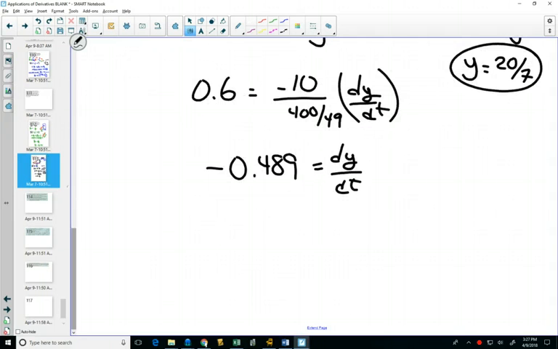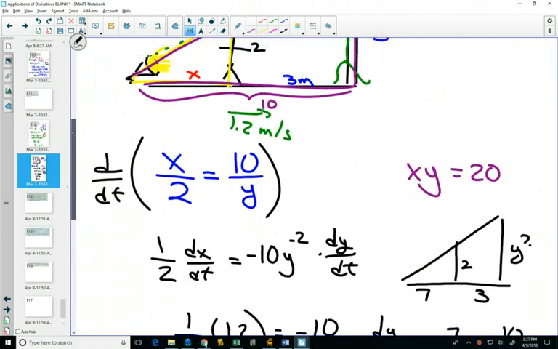Negative 24 over 49. And we should include our units. It was meters per second.